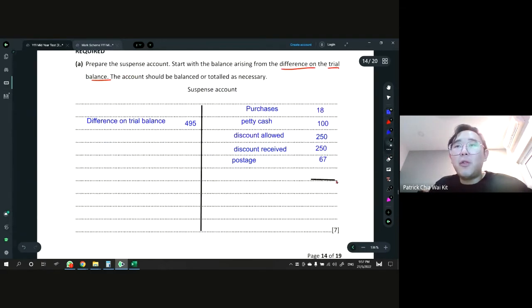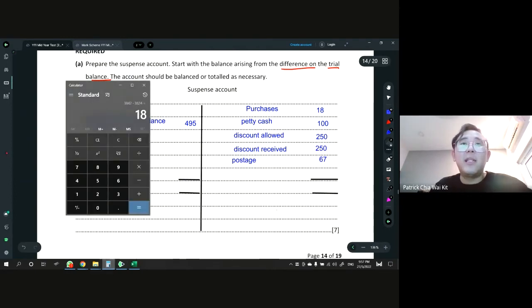All right, then after that, what do we do? T account as usual, let's balance it. And let's see whether the left and right side are the same. If it's not the same, it's okay. Not every time you get it the same. Like for this question, you don't get the left and right side equal. So the right hand side should be more.